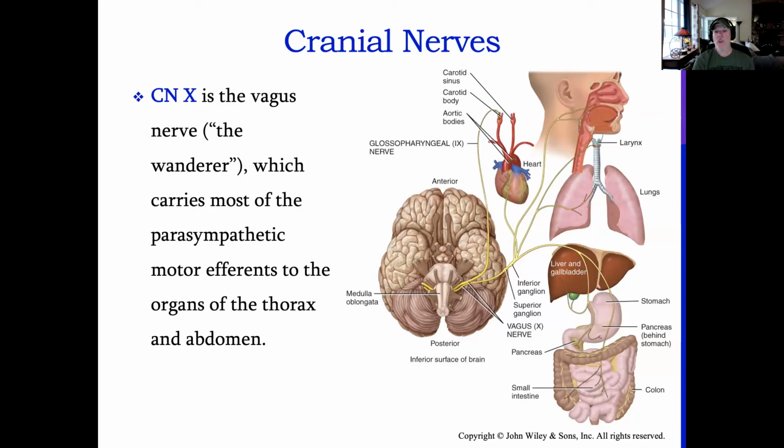Any information going to those organs or coming from those organs about the condition of those organs and how they're functioning, whether it be pain or some type of malfunction, is going to do so through cranial nerve 10. So you can see how it's going to come off the brain. It winds itself down through the cervical region, and then it's going to wind itself all the way through the thoracic and the abdominal pelvic region as well. That's why, like I said, we nickname it the wanderer.